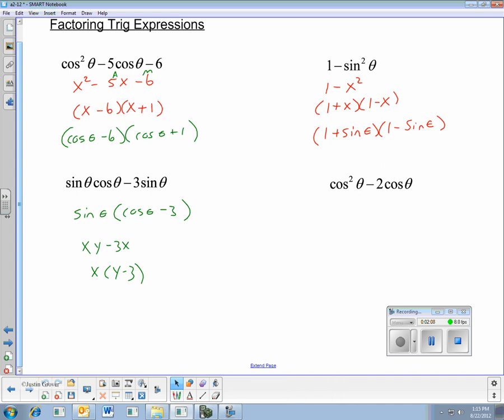Cosine squared theta minus 2 cosine theta. Again, I could think of it as x squared minus 2x if I want, but I recognize it's a GCF where I could take out the cosine theta. I'm going to be left with cosine theta minus 2.